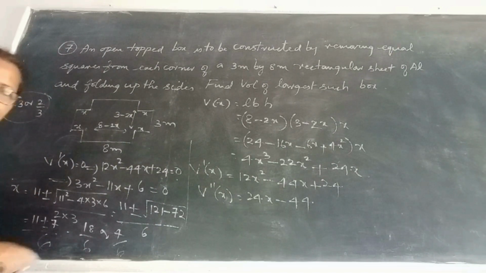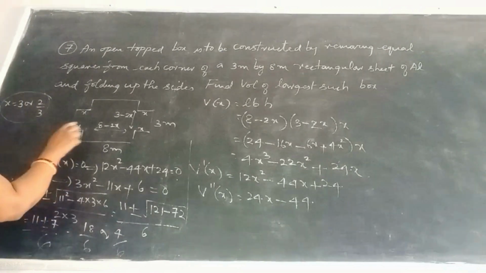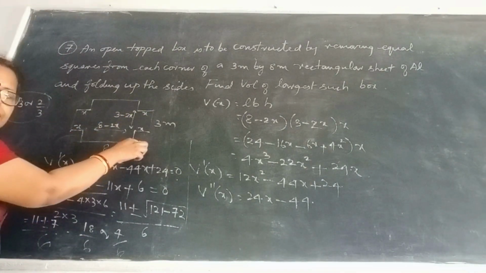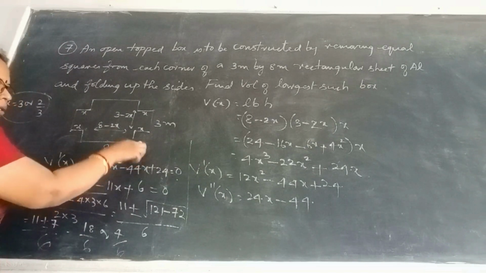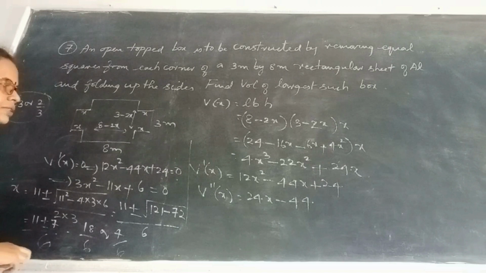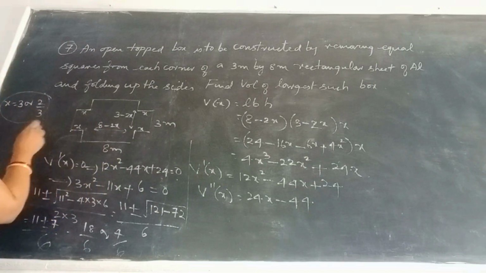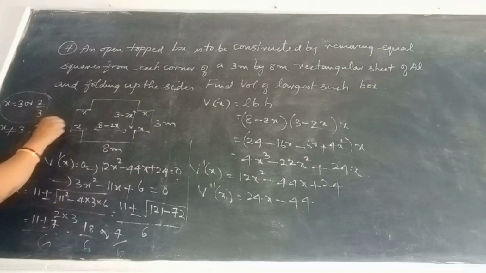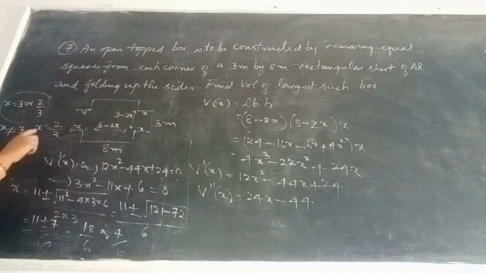Are the two values possible? x equal to 3 possible? No. Why? The breadth of the rectangular sheet is only 3 meter. From that, how can we cut 3 meter from both sides? It is not possible. So x cannot be 3. So only possible value is x equal to 2 by 3. We got the side to be cut as 2 by 3.